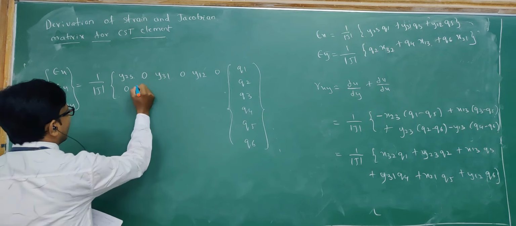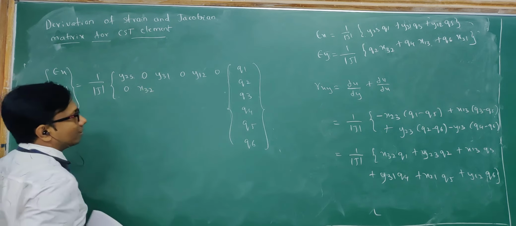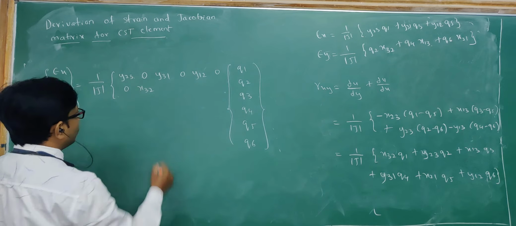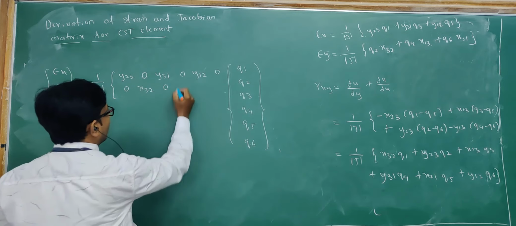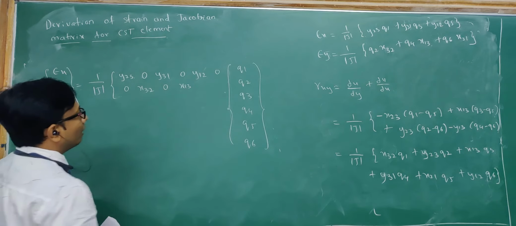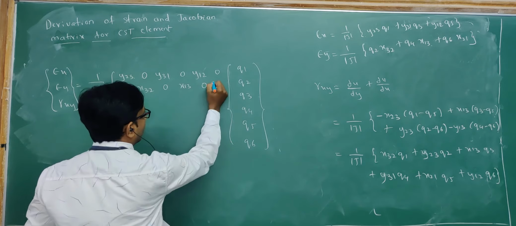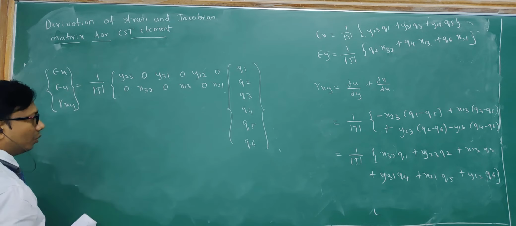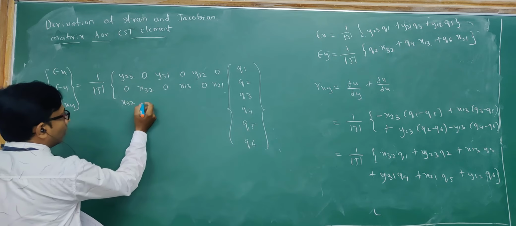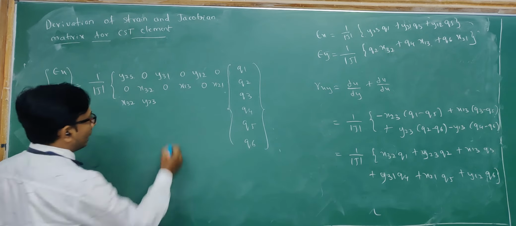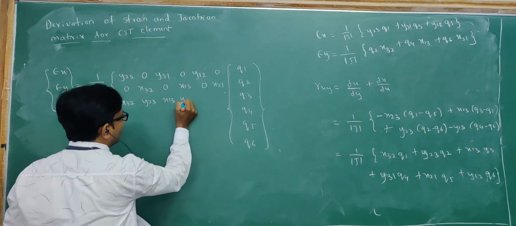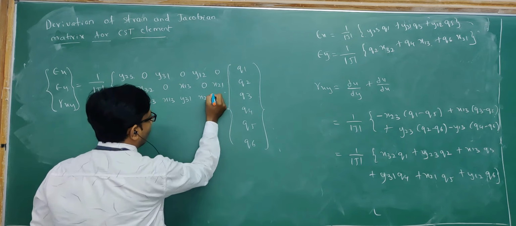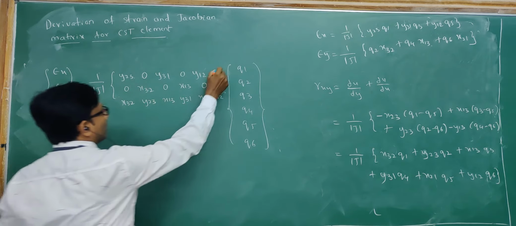Next you will write X32. Q3 is not there, so I will write it as 0. Then X13. Q5 is not there, so I will write it as 0, and then X21. Then for gamma xy, it will be X32, Y23, then X13, Y31, then X21, then Y12. So this is the matrix form.